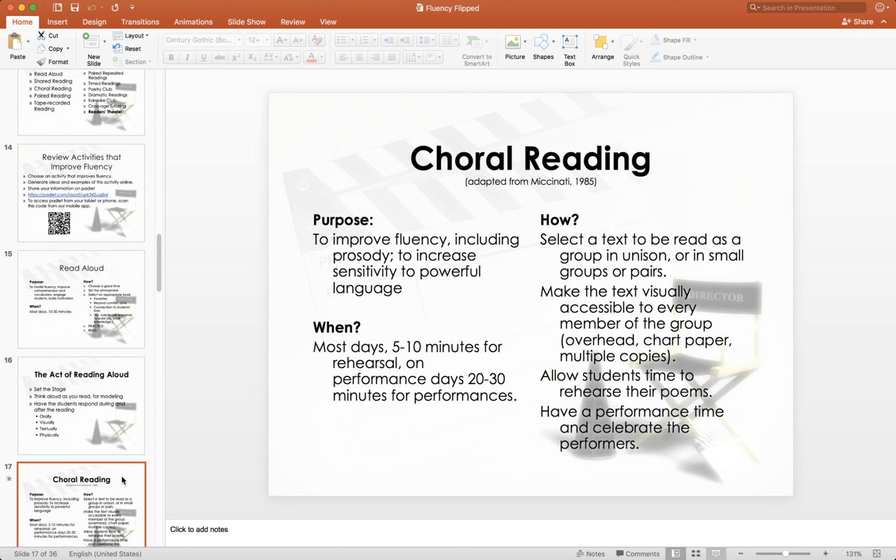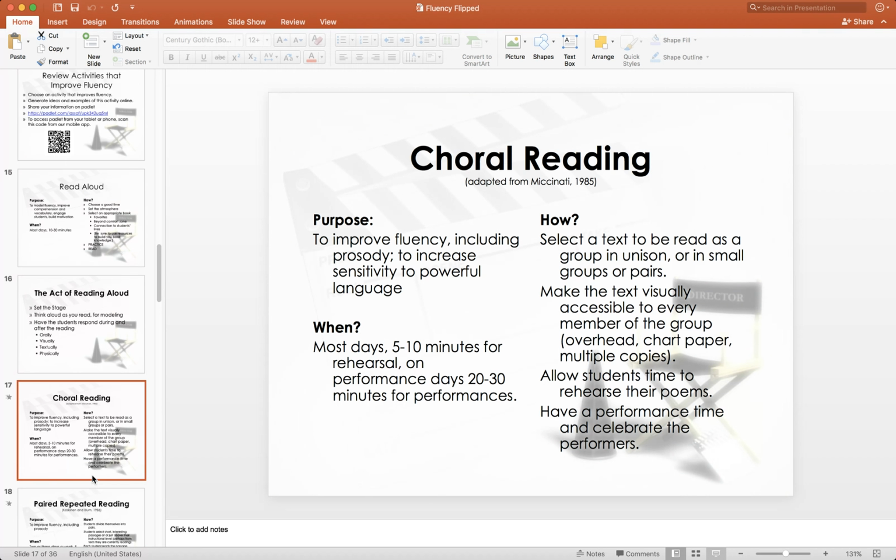Choral reading, we've also talked about, is where you read together. So it also improves fluency and prosody. You can do this 5 to 10 minutes every day, or you can even turn them into performances. So you can select a text to be read, and that can be read in unison or in small groups. You make the text visible, so like a poster in your room or visually on the Elmo. You allow students time to practice reading, either their poems or their stories, and then you can have performance time. And remember, choral reading is when groups of people read the same text together.